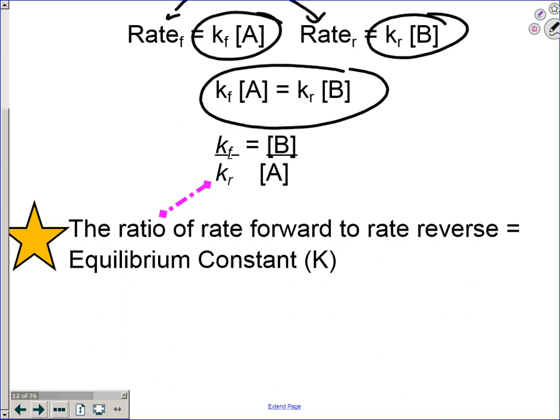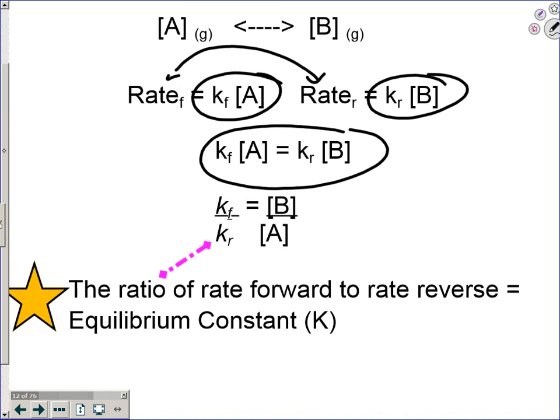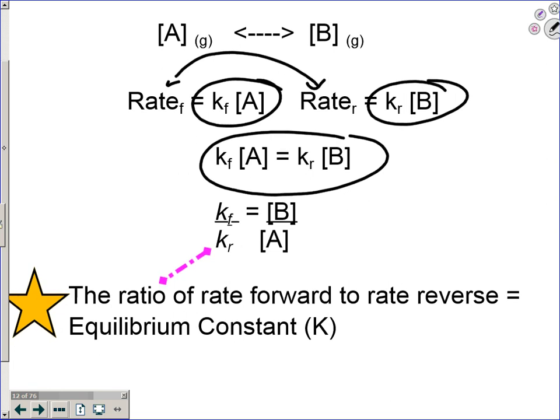Okay, so I get B over A. Why is that relevant to what we're doing today? Concentration of B over concentration of A. That's how you write the K constant. You do products over reactants, right?